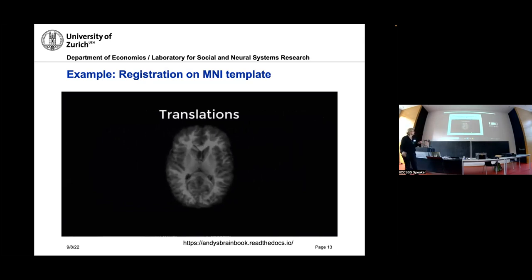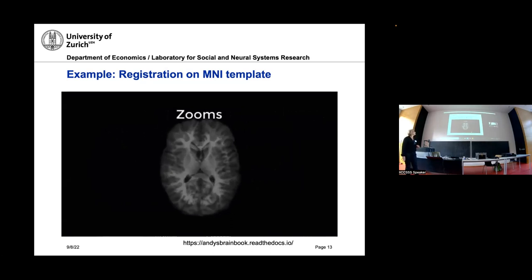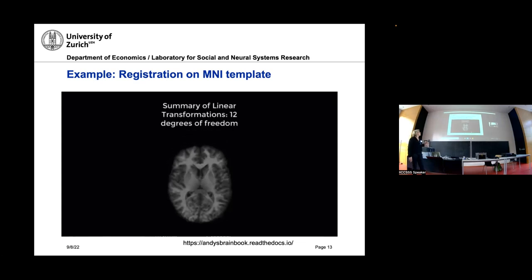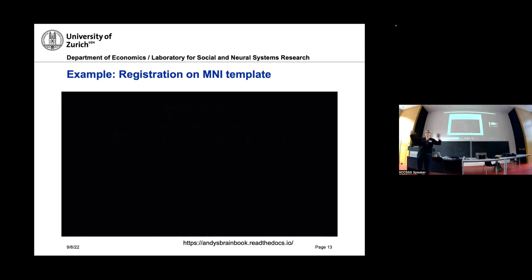What you do for this is some translations, some rotations. This is still pretty simple and hardly fails. Maybe you have to zoom, but then it's getting complicated. You might have to shear, and there it's already getting a bit complicated. Or you even have to warp the whole thing. Here it's written 12 degrees of freedom: three translation, three rotation, three zoom, three shears. This is the thing we are dealing with.